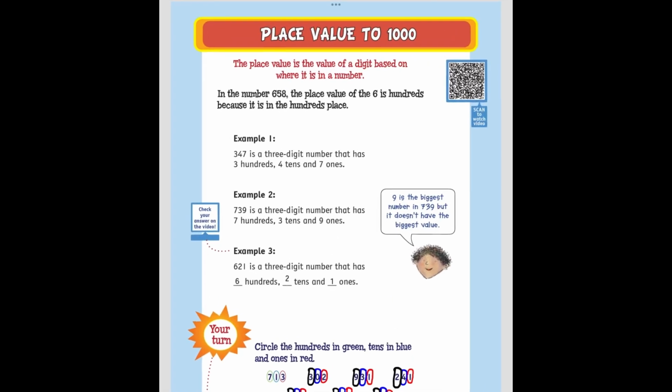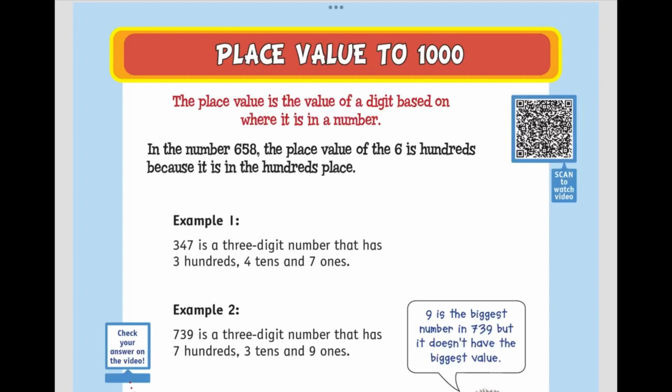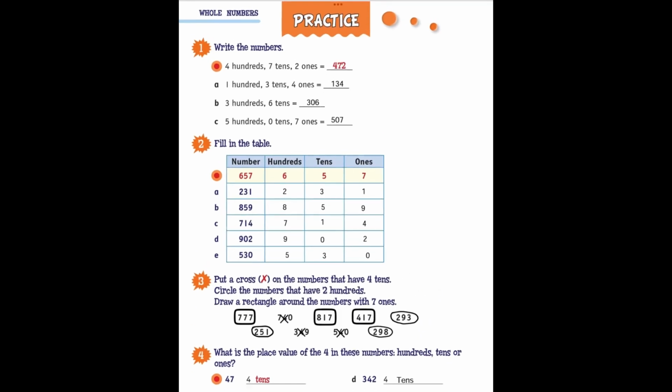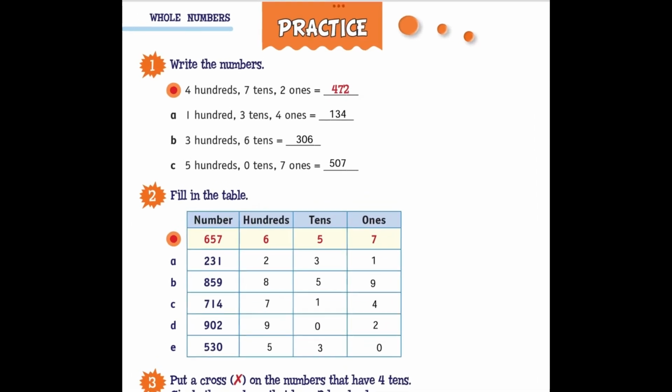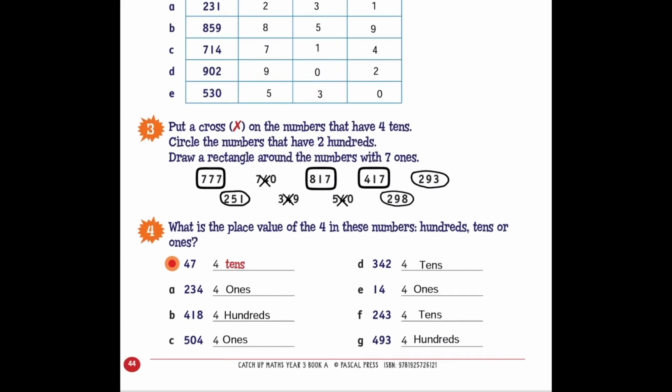I practiced place value to 1000. The place value is the value of a digit based on where it is in a number. For example, the number 417.